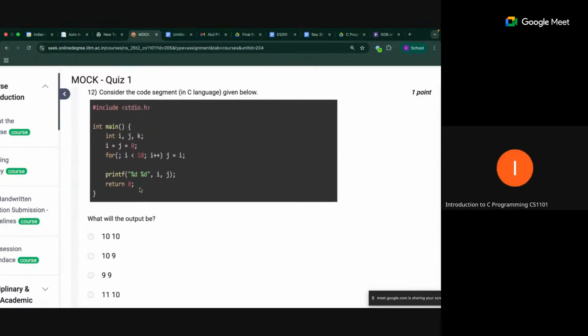Okay, here is the next question, people. So what will be the output of this code? 10 comma 9. Yes. Okay, so can you understand what is happening in this code?